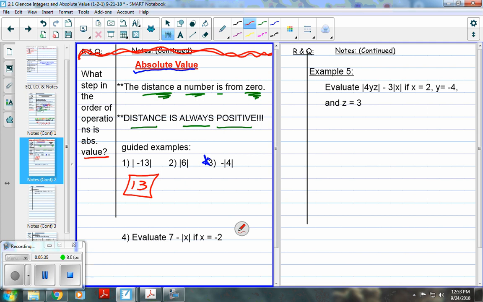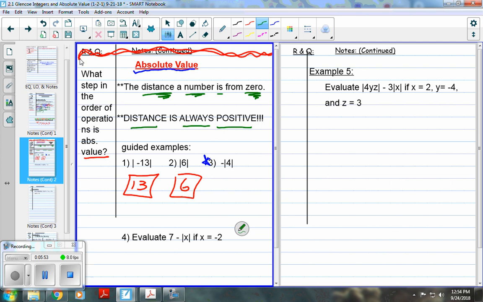If you said negative 6, you're that student who's comparing opposites with absolute value, and they have no connection whatsoever. Absolute value is how far you are from 0, so the absolute value of 6 is 6. Okay, number 3 is starred, because I've shown this before.